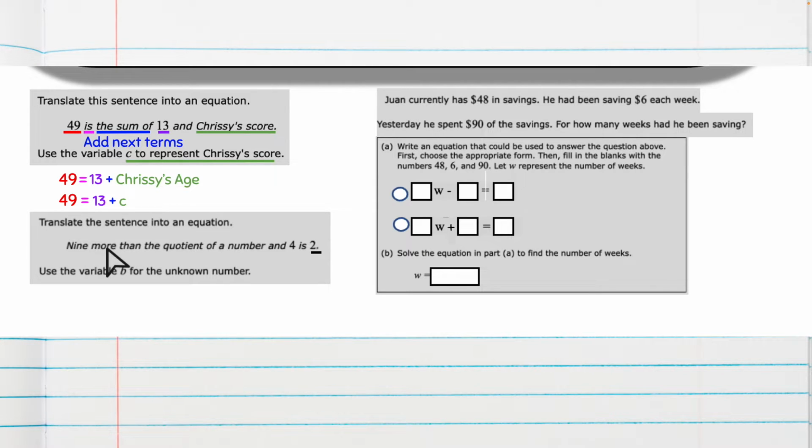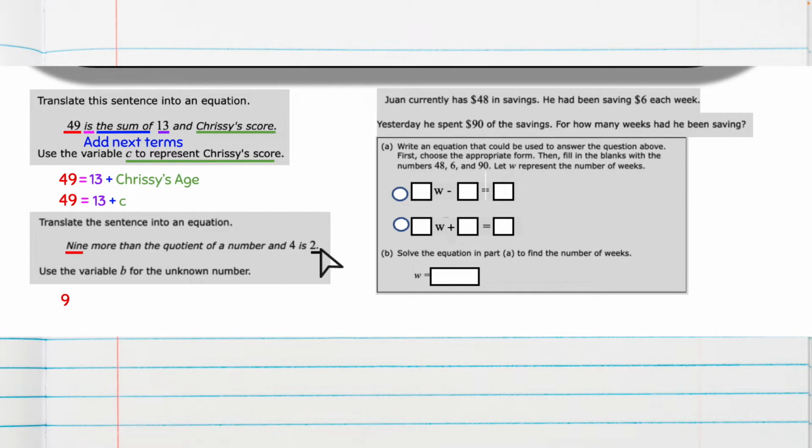So 9 more than the quotient of a number and 4 is 2. So I can see is 2. I know what it's going to equal. 9 more than, this has to do with adding. I'm giving it 9 more. Quotient of, that's another piece I'm going to have to break apart. So we have 9. They didn't give us the number on this one. For whatever reason, they wrote out 9 here, and then they put 4 and 2 on the end.